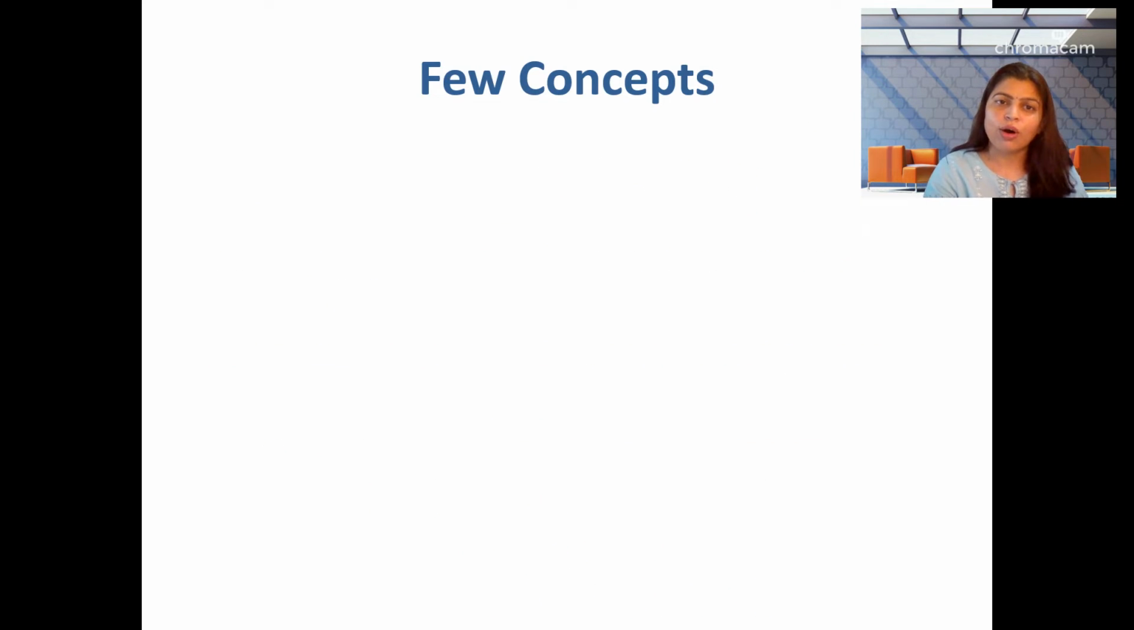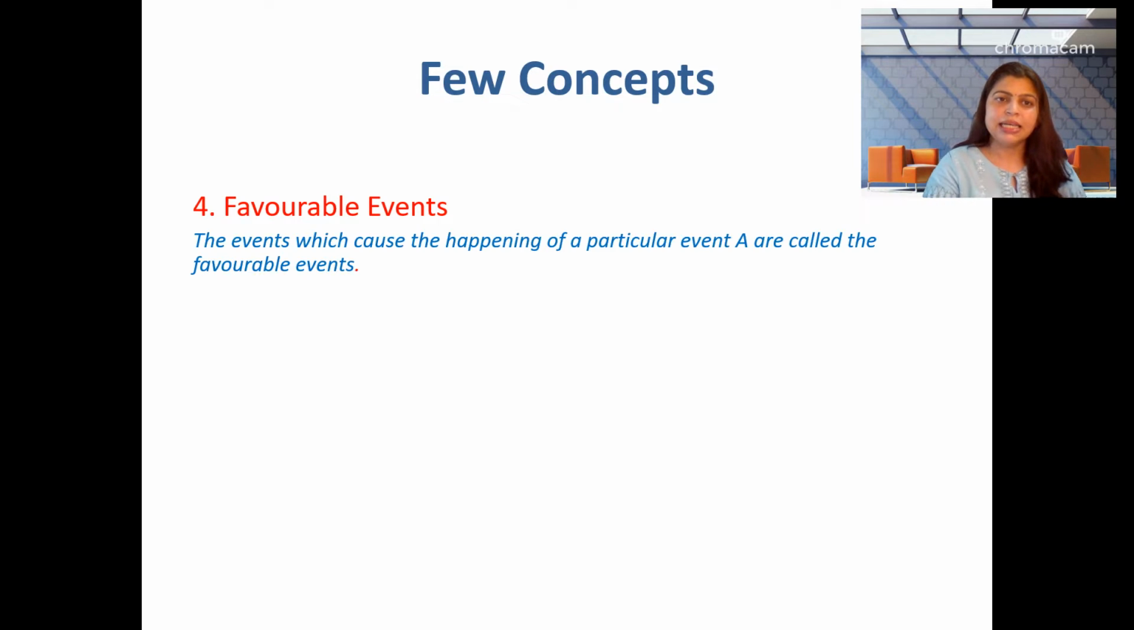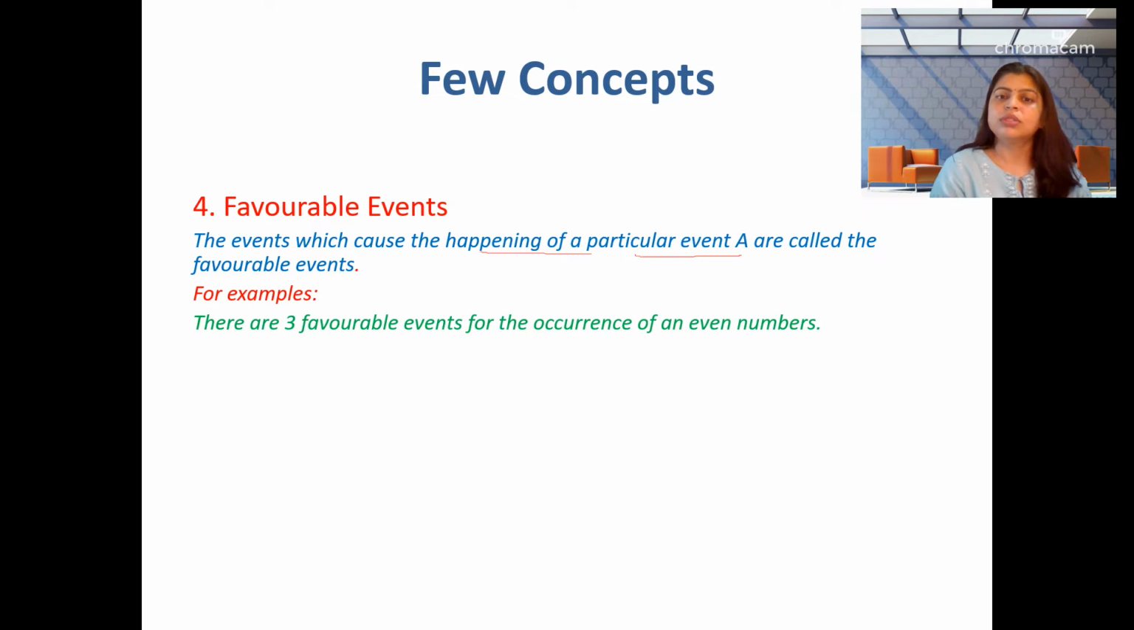Now let's move on to favorable events. The definition says the events which cause the happening of a particular event are called favorable events. For example, suppose we throw a dice and we are interested in an even number. What would be my favorable events? My favorable events would be 2, 4 and 6 because I am interested in even numbers.